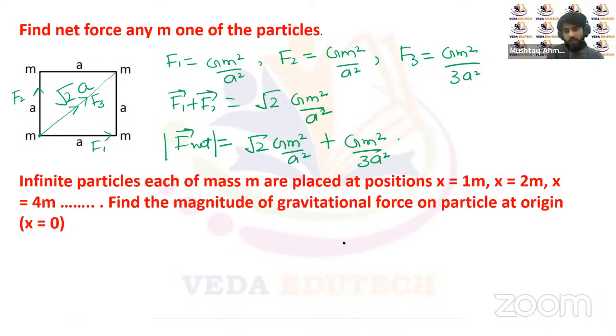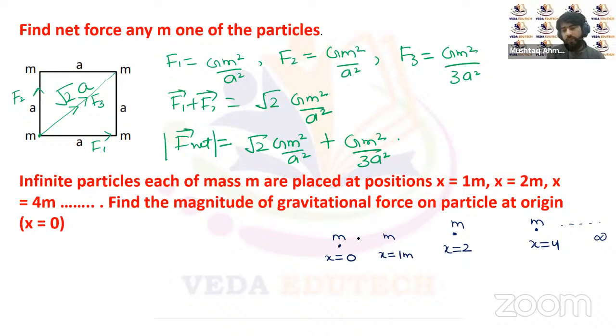So it means that we have, let's suppose, a mass M at x equal to 0. Then we have mass M once again at x equal to 1 meter, mass M once again at x equal to 2 meter, and then mass M at x equal to 4 meter, and so on, up to infinity.